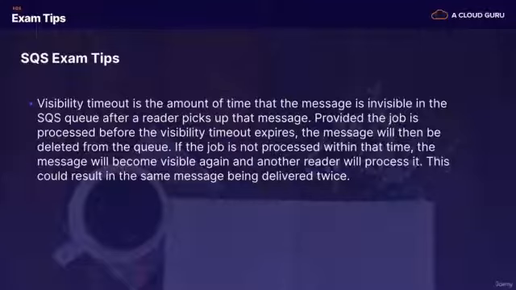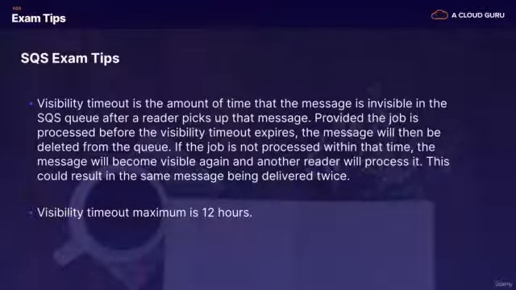However, if the job is not processed within that time, then the message will become visible again and another reader will process it. And this could result in the same message being delivered twice. So again, a very popular exam question is, you're getting the same message delivered twice, what could be the cause of this? Well, your visibility timeout is not long enough. Essentially, the job is taking longer than the amount of time that you've made this message invisible in the queue. So what do you do? You increase the visibility timeout, a very popular exam topic.